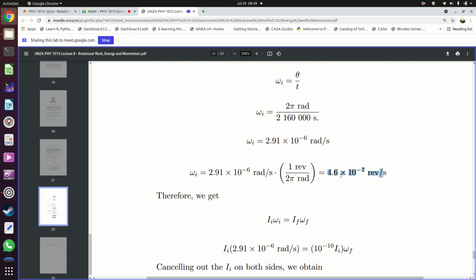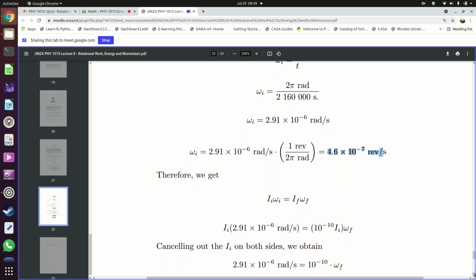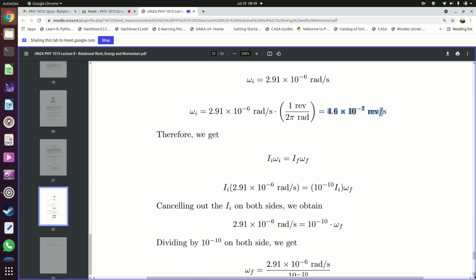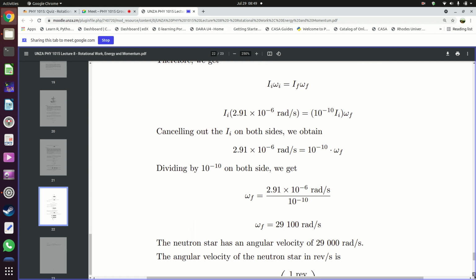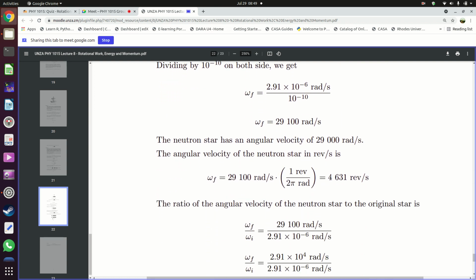So it was rotating very slowly as a star, just like our star rotates very slowly. We have been told in the question that it takes our star 25 days to spin on its axis once. 25 days to spin on its axis once. So that's how slow things are. Then the day our star collapses, probably in the future, as all stars do, it will start spinning faster.